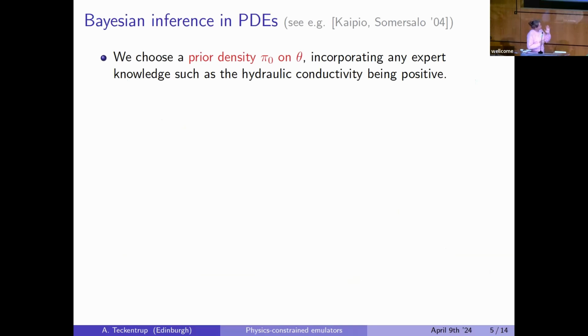So in this case, we then choose a prior density on the unknown conductivity theta that includes any expert knowledge. For example, here it's natural to choose a distribution that is always positive, because it's a physical quantity that is always positive, and you can incorporate other things as well if you, for example, have an idea of the order of magnitude of the conductivity.